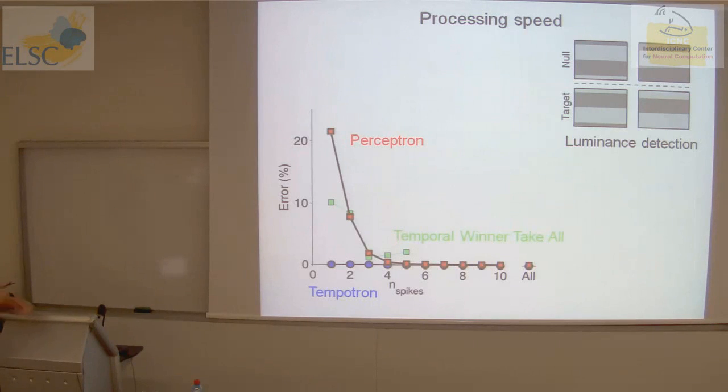Now you can, as was suggested, improve it a little bit by saying, I'm not just going to look at the first one, but at the first 2 or 3, and this is what the n means here. And then you see it improves, but this costs time, because now you're waiting again for the first 2 spikes or the first 3 spikes. You can improve it in this example, but it never reaches the same performance as the perceptron.